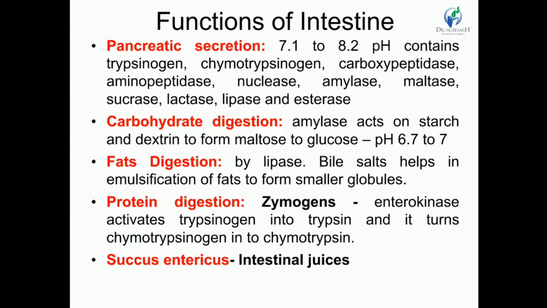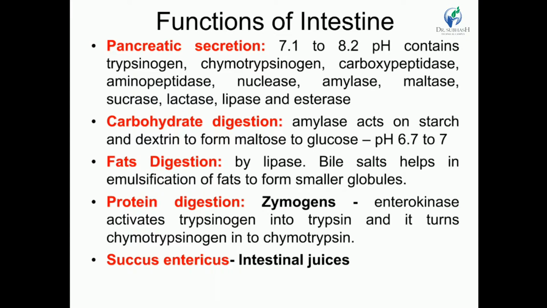The last important function is succus entericus, that is the intestinal juice. The intestinal juice secreted into the intestine contains erepsin, lipases, amylase, sucrase, maltase, and lactase. Erepsin acts on dipeptides and polypeptides, breaking them down into amino acids.